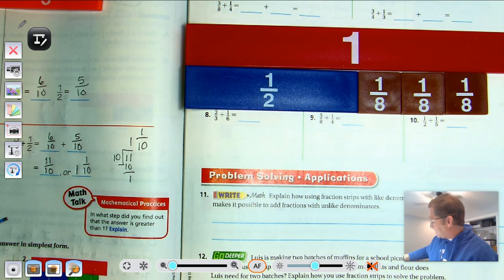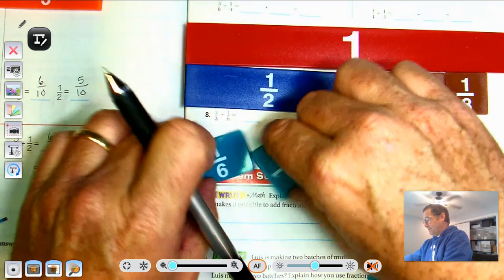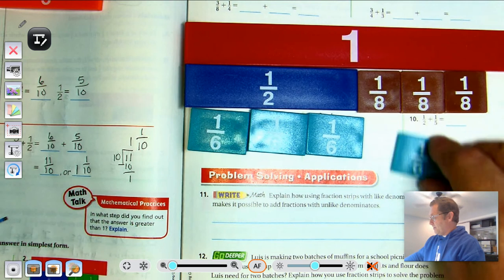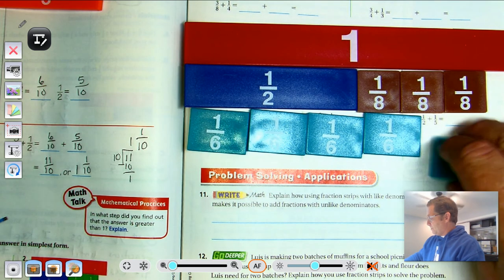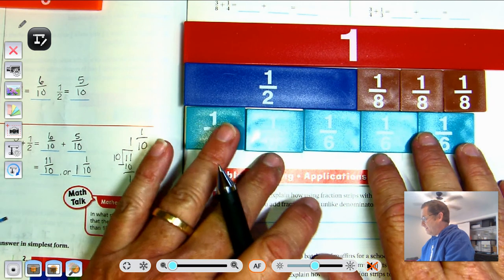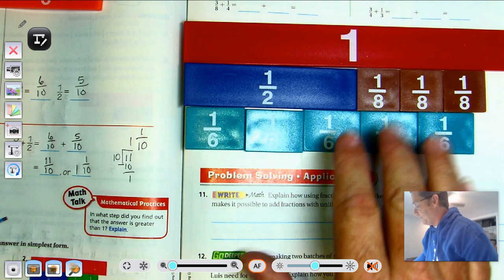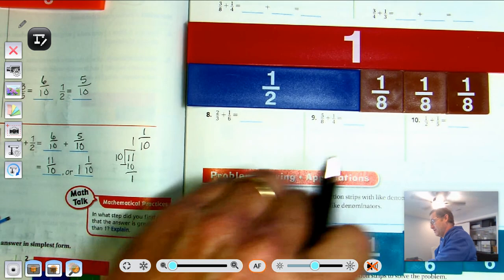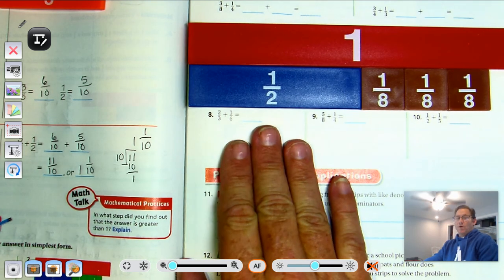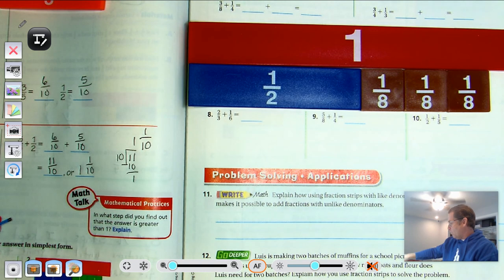I know 6/6 are equivalent to 1/2. 3/6, half of 6 is 3. Is 2/6 equal to 3/8? No, they don't exactly match up, do they? It's got to fit exactly to be used as a like denominator. So you notice that it can't just work for one of the fractions. It has to work for both of the denominators. Well, how about eighths?